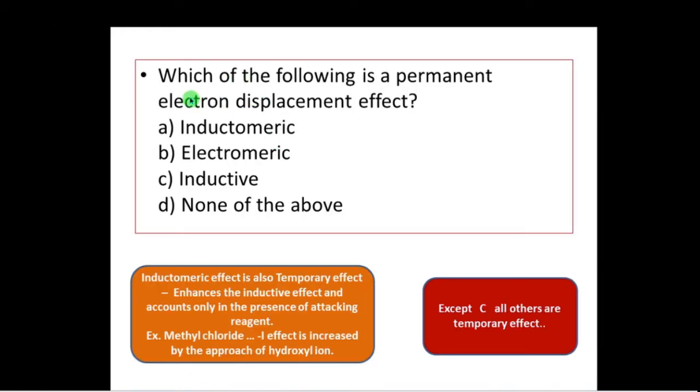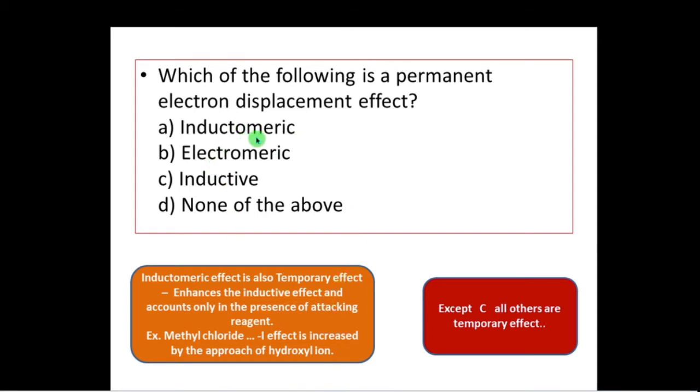Number 3. Which of the following is a permanent electron displacement effect? Option A, inductomeric, option B, electromeric, option C, inductive, and option D, none of the above. So as we discussed in earlier videos about what is inductive effect and what is electromeric effect, and what is the inductomeric effect here.